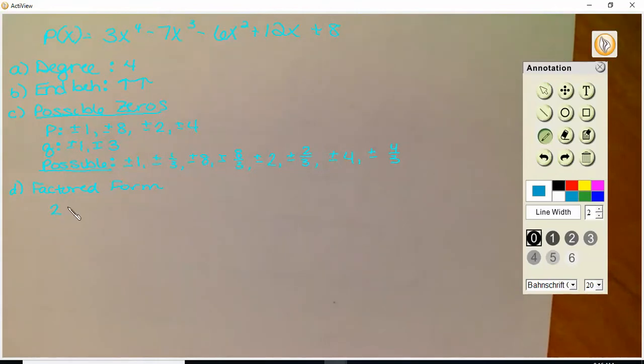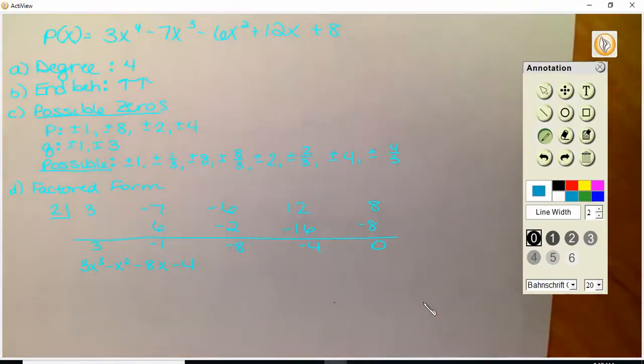synthetic with 2. So now we're back to the ones where sometimes I might give you the starting point. So 3 comes down. Multiply and add. Is it down where I can do box method yet? No. So this is when you repeat your synthetic.